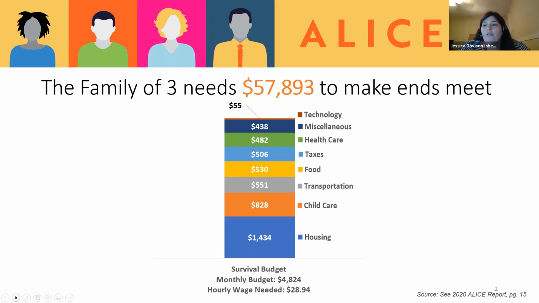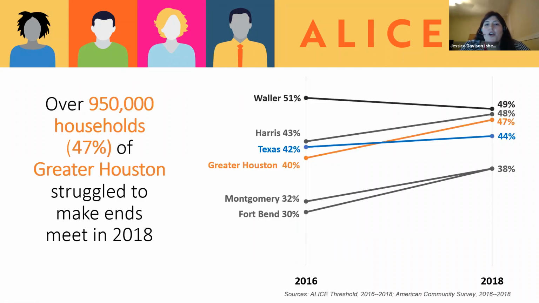From the survival budget, we're able to understand that close to 1 million households in the greater Houston area are struggling to make ends meet. This was from 2018, pre-COVID-19. From 2016 to 2018, the percent of ALICE increased in Texas and greater Houston. In 2018, 44% of Texas households and 47% of greater Houston were ALICE or struggling to make ends meet, meaning they were living below the federal poverty level.